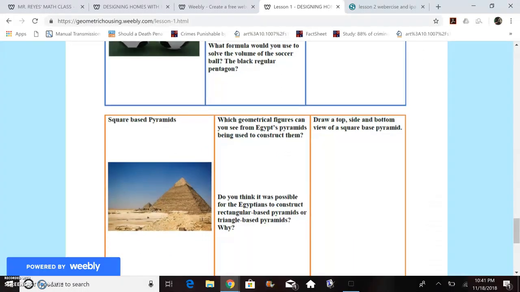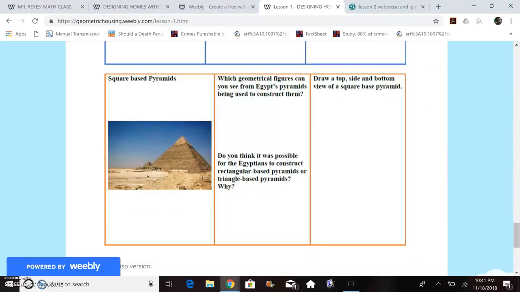And next is the square-based pyramid. I left this one at the end because it encompasses the whole lecture number one about how the Egyptians used these ropes to create them. And I believe it is the most challenging for them because it has a triangular face. It has a square base, and you would also require the volume formula of a square base pyramid. Now let's take a look at the lesson.